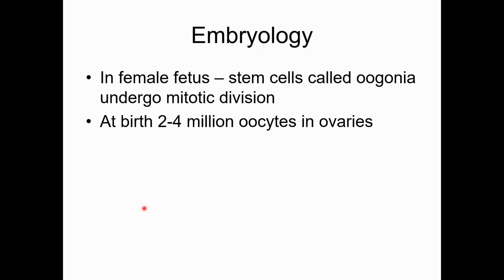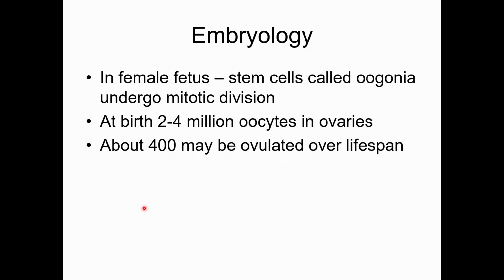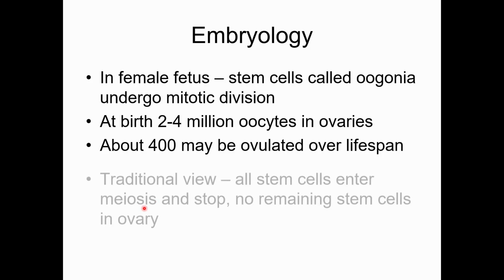Now notice we've gone from oogonia to oocytes. They all differentiate, they all start meiosis, and then they sort of stop. So a baby girl is born with 2 to 4 million of these oocytes. She grows up, and over her lifespan she may ovulate 400 of them. When she runs out of oocytes, she comes to the end of her reproductive life.